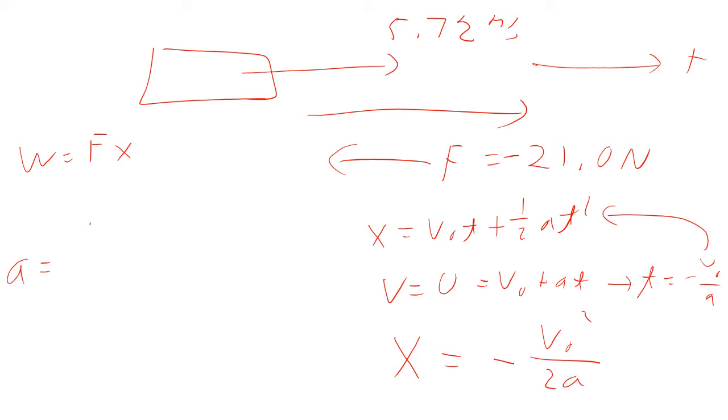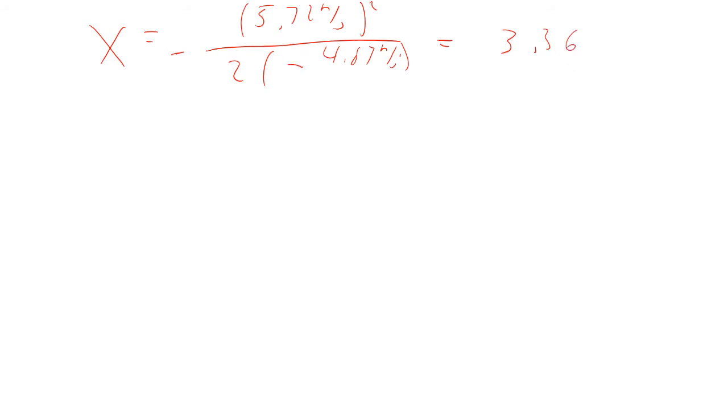So A is going to be F over M. So A is a minus 21 newtons divided by, it's the same object, same block, so 4.31 kilograms. So that comes out to be a minus 4.87 meters per second squared. So X is going to be the 5.72 meters per second, squared, negative, divided by 2 times minus 4.87 meters per second squared, and that comes out to be 3.36 meters. So the work is going to be equal to minus 21 newtons times 3.36 meters.